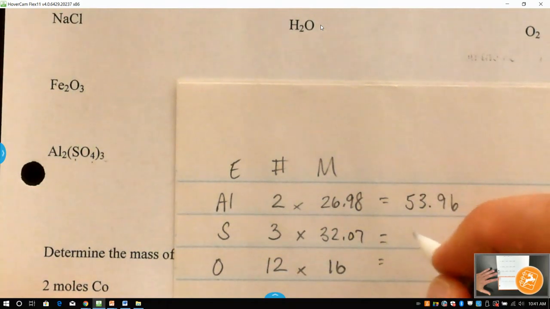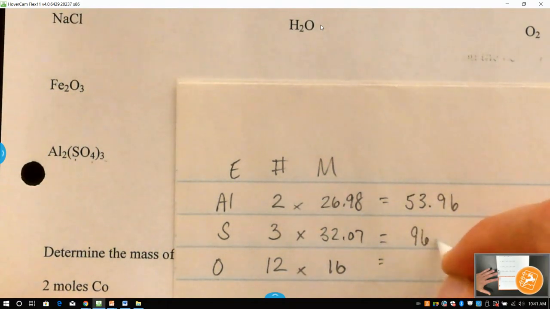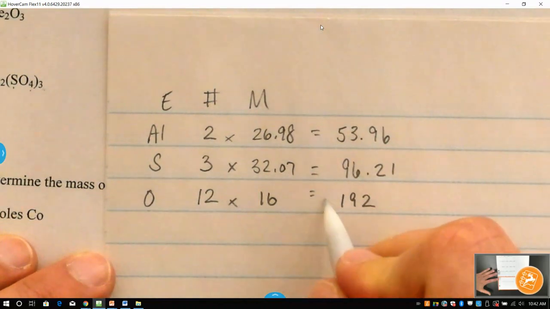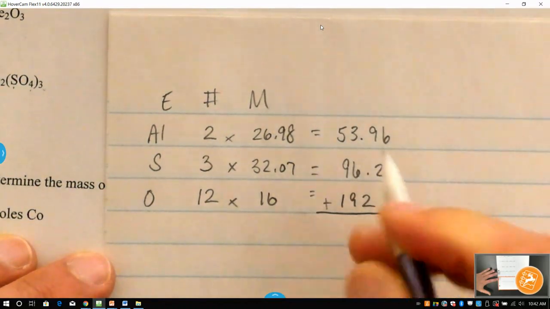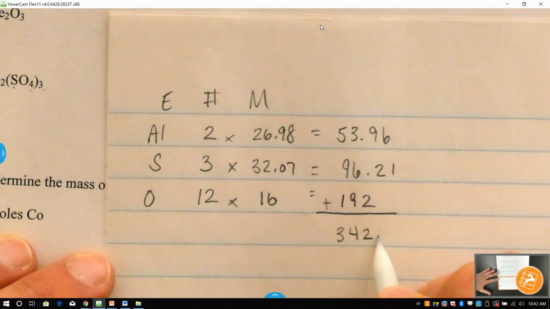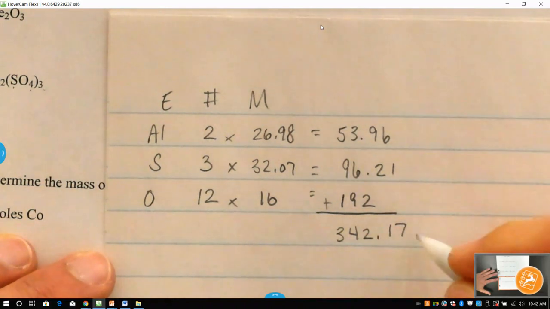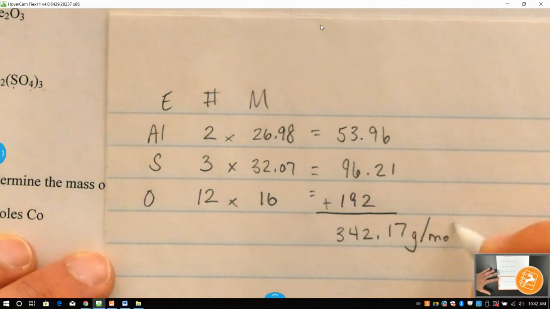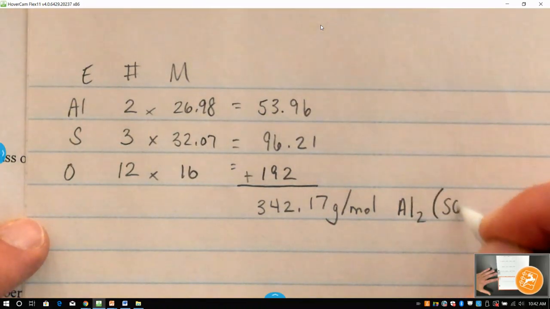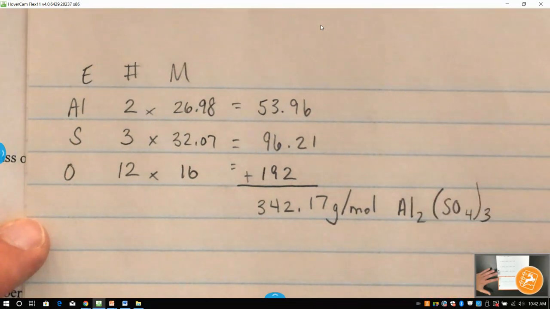53.96. Next one should be 96.21 and a 192. Add all of them together, and you are going to get 342.17. Now this is grams per mole of the compound Al2(SO4)3. So aluminum sulfate.